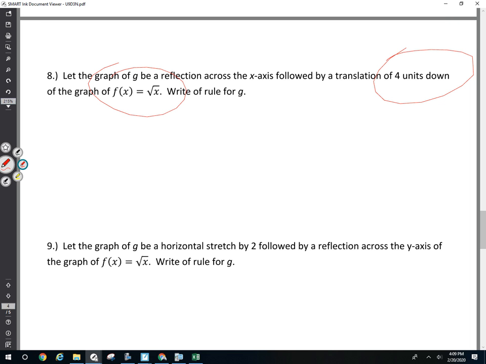I got f of x equals the square root of x. I want this to go 4 units down. What would I write? 4 units down? On the outside? Minus 4, good. But I'm reflecting this across the x-axis. Negative x inside or outside? Look at you, Ms. Crabtree, saving the day for your fellow teammates.